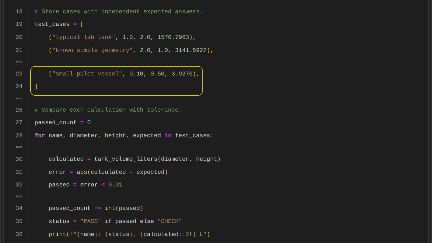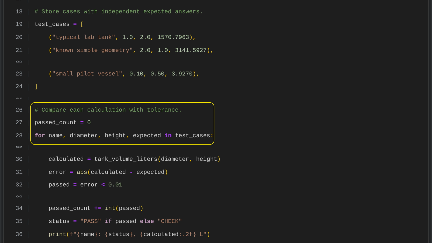This test case checks the tank volume calculation for a small pilot vessel. It uses a tank diameter of 0.1 meters and a height of 0.5 meters, with an expected volume of 3.927 liters. The calculated result is compared with this expected value to verify accuracy.